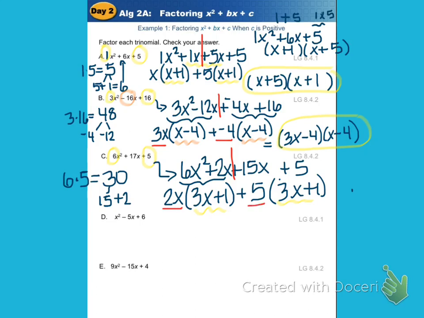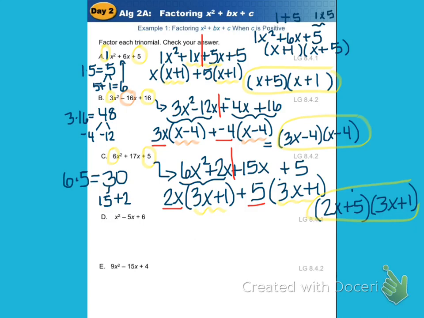And so my final factored form for this would be 2x plus 5 times 3x plus 1. And again, it doesn't really matter which binomial you put first. So you could have the 3x plus 1 first and then the 2x plus 5 second.